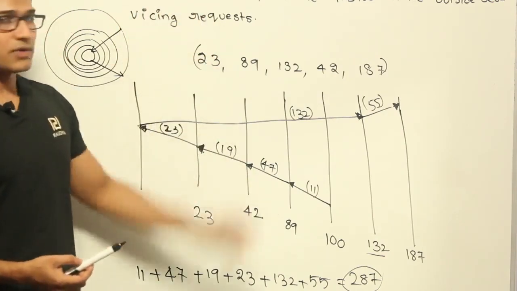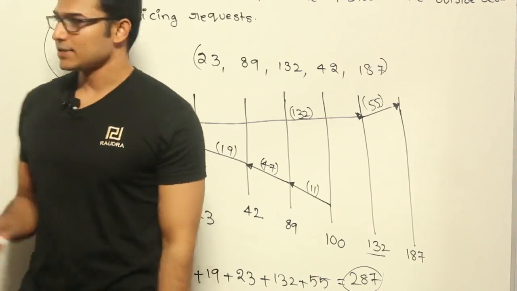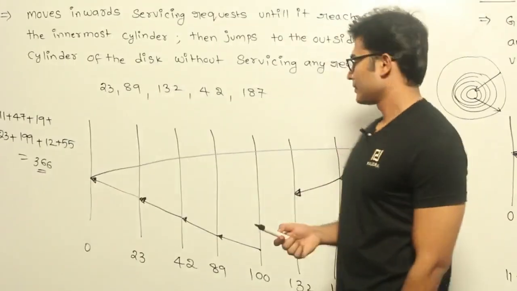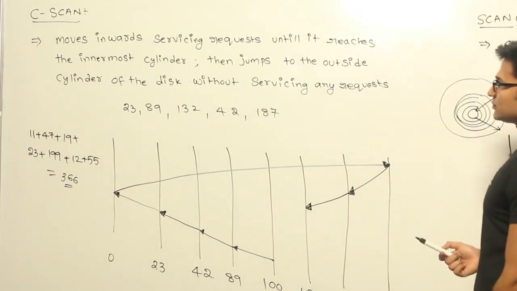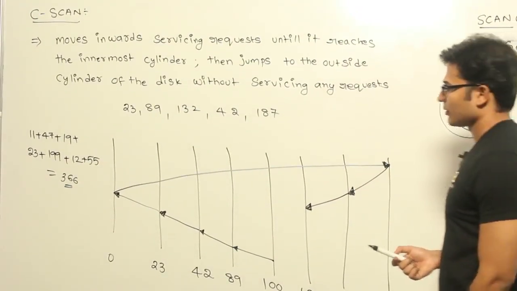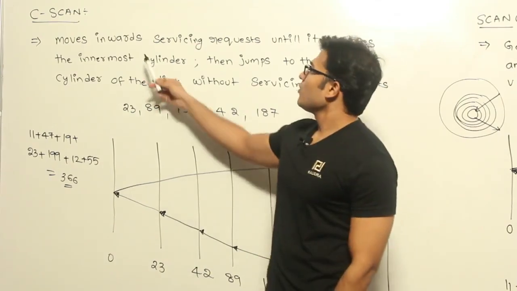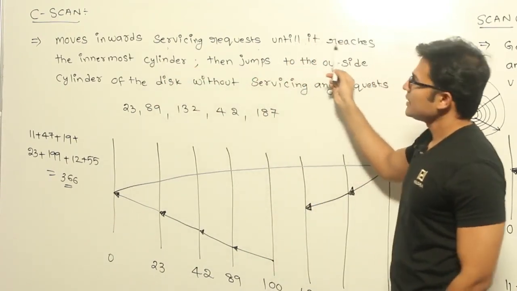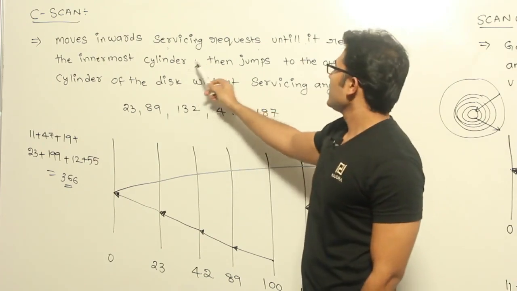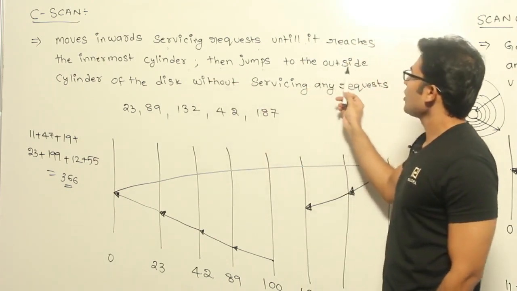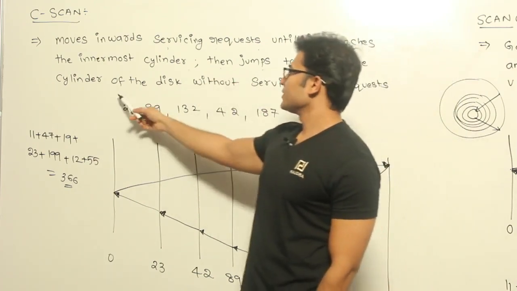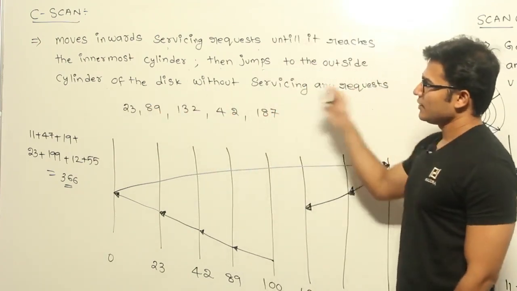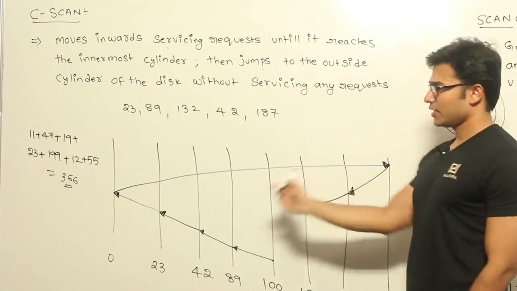Now there is another variation of the scan algorithm which is called C-scan. Okay, let's see this. Let's see this C-scan. Now it moves inwards, servicing requests until it reaches the innermost cylinder, then jumps to the outside cylinder of the disk without servicing any request, and again it will start from there towards inside.